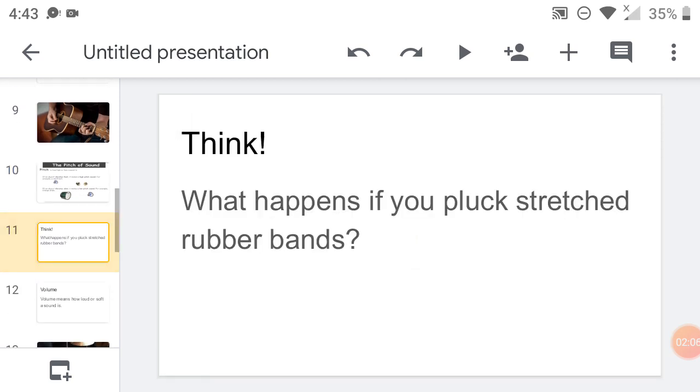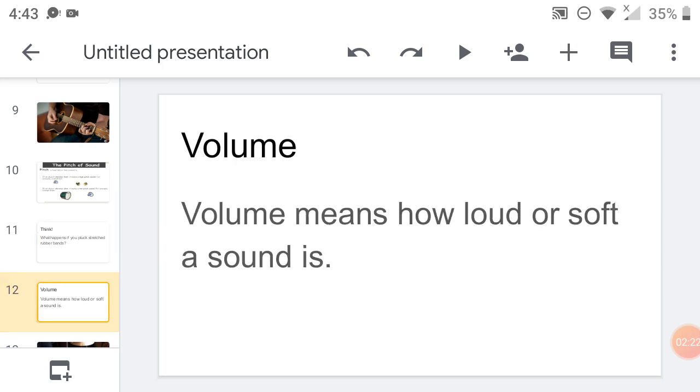Okay? Now, question is here for you. Think about it for a while. What happens if you pluck stretched rubber bands? What happens? The rubber bands will vibrate? Yes, they will, and make sounds. Okay, very easy. Now move on to page 103.